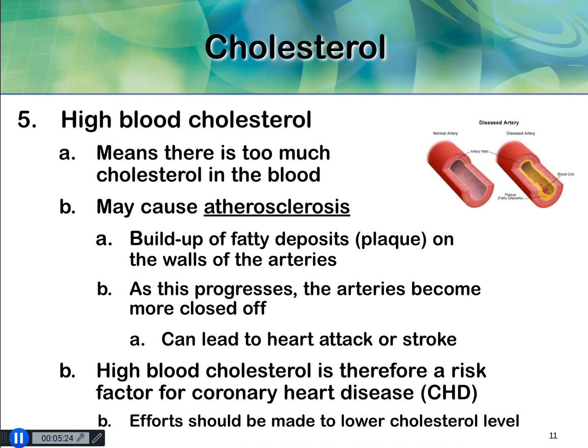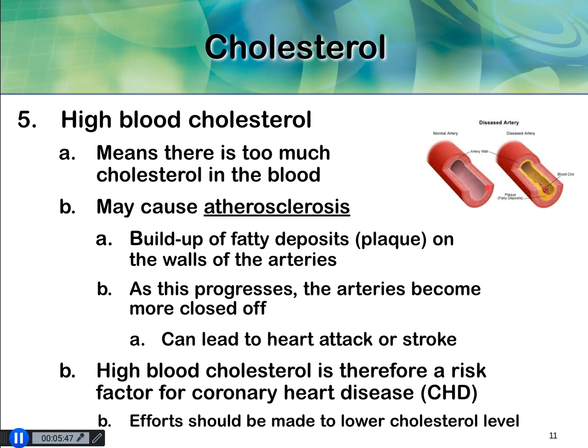High blood cholesterol is a risk factor for coronary heart disease, or I call it coronary artery disease, CAD. So we do put out our best efforts to lower cholesterol because we know that that is something that we can do to increase a person's chance of living longer, honestly.